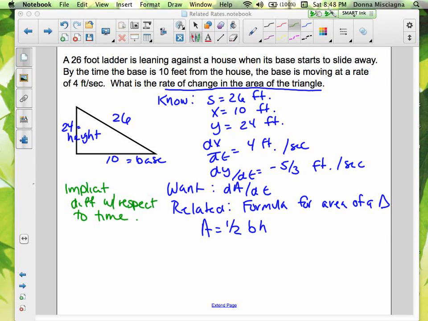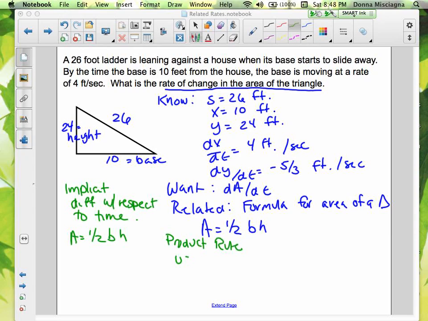All right, so we're using that formula there. A equals 1/2 base times height. The 1/2 is just a constant, a coefficient there in front of our base, and that's all it is. So again, we're going to use product rule. I'll keep the 1/2 with the b.